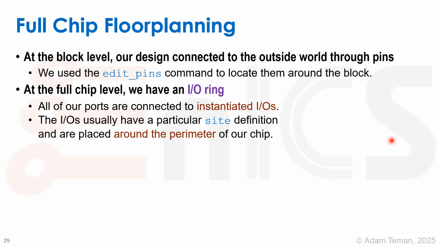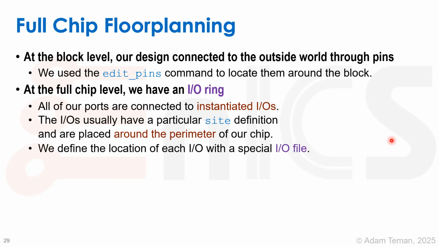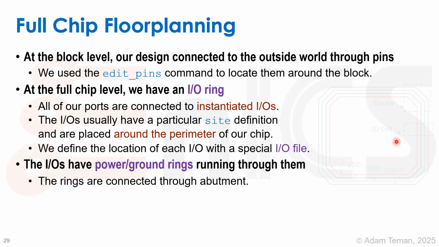And then we have a particular site definition, which means that the IOs don't fit in standard cell rows. They fit in a different type of row, which is an IO row, so it has a different site. And we place them around the perimeter of our chip. We can also put IOs sometimes in the middle of our chip, but I'm not going to go into that right now. Then we define the location of each IO with a special file, which is an IO file that Innovus provides us with its syntax and so forth.